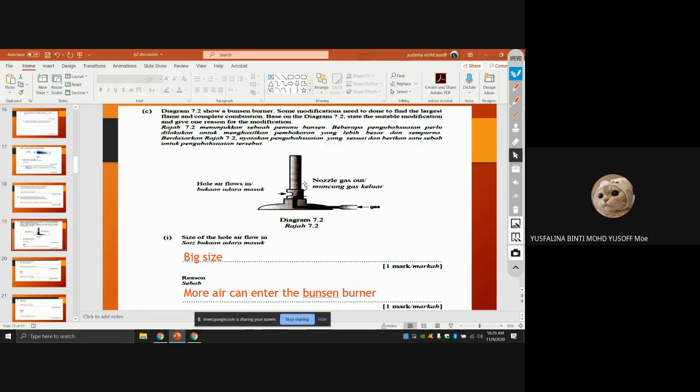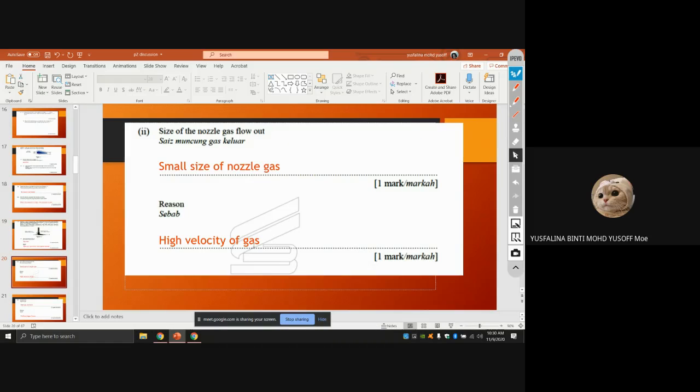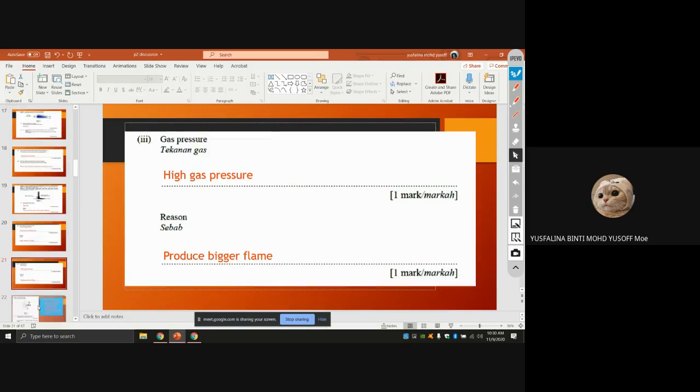The air consists of oxygen, so complete combustion will occur. So that's the working principle of the Bunsen burner. High velocity of gas, or you can say low pressure of gas, also can be. And the next one is the gas pressure should be high, to produce a bigger flame.